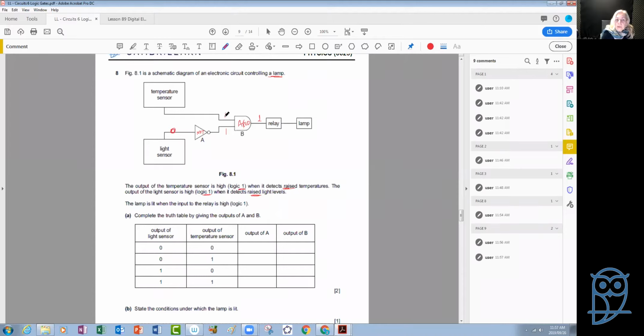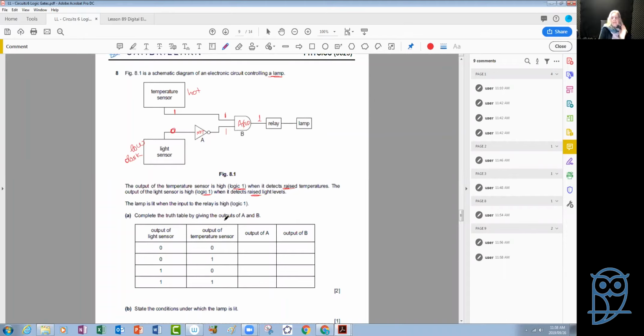Here, for this to be 1, when does the temperature sensor have an output of 1? They tell us it's logic 1 when it detects raised temperatures, when it's hot. So if it's hot, this will have an output of 1. The light sensor's output is 1 if there is a lot of light, but here we need a 0, which means low light, darkness. So we can say dark. The lamp is lit when the input of the relay is hot.